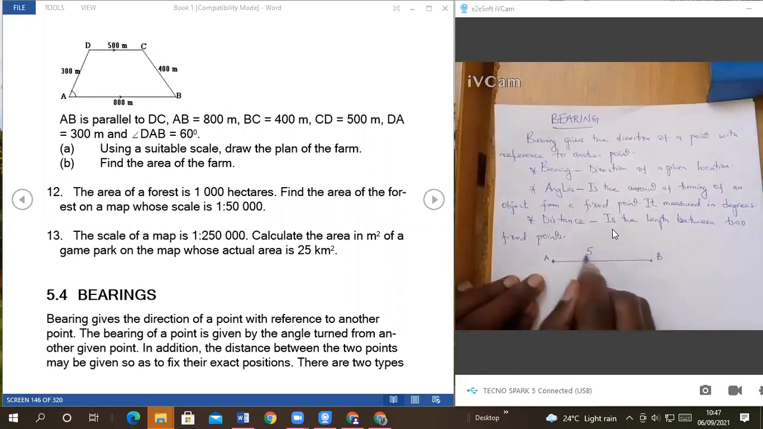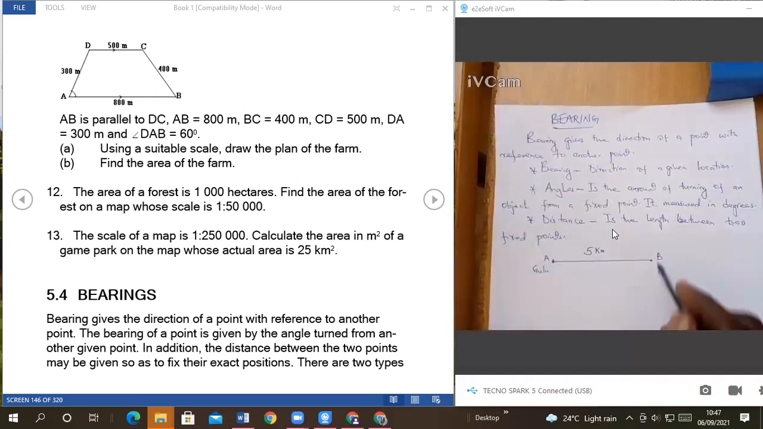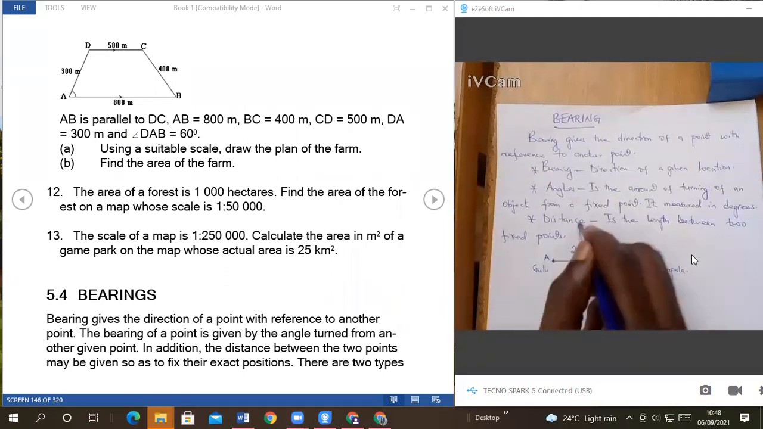So I can say the distance here is 5 kilometers. Let me say this is Gulu and this is Kampala. So members, what's the distance between them? Let's say it is 285 kilometers. The length between these two towns is what we call the distance.